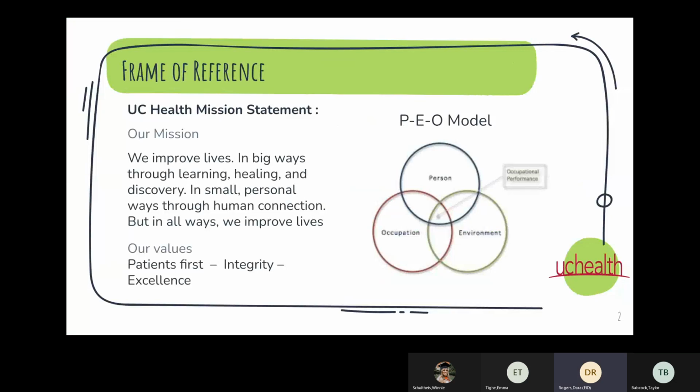For our frame of reference, we decided on the Person Environment Occupation Model, or the PEO. The PEO model acted as a guide when moving through our needs assessment process. It provides a client-centered framework that also aligns with UC Health's mission statement. UC Health's main mission is to improve patients' lives and to put the patient first. This framework encompasses that value of client-centered care and putting the patients first.